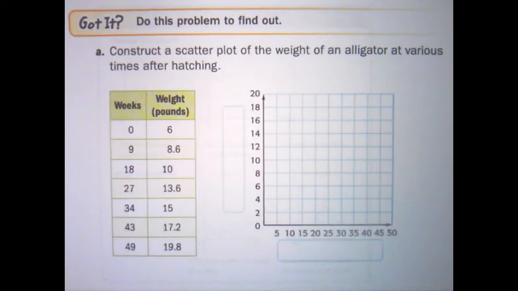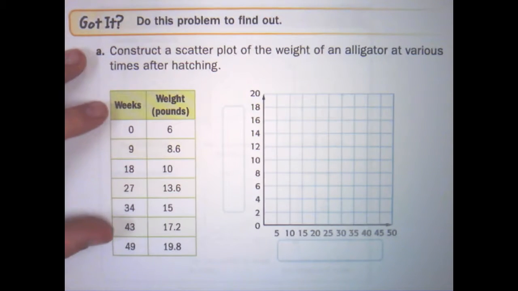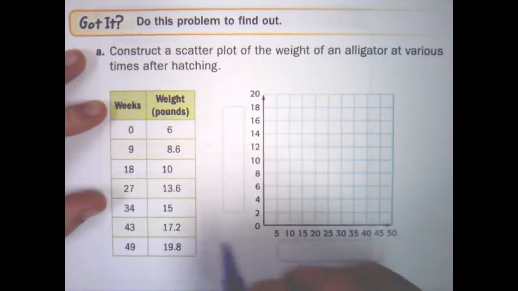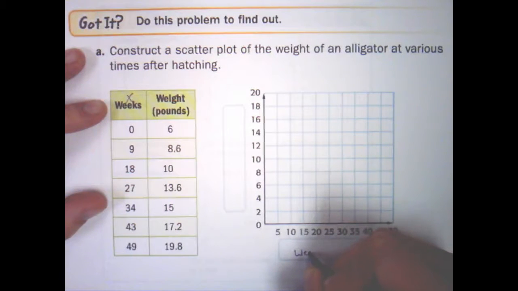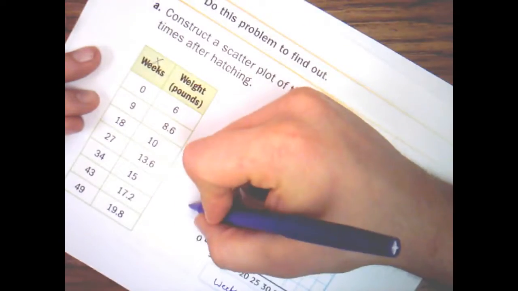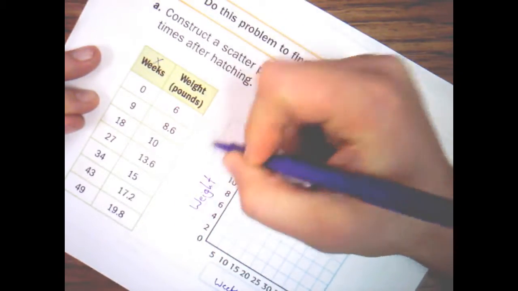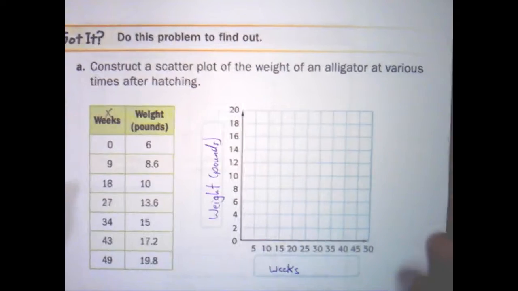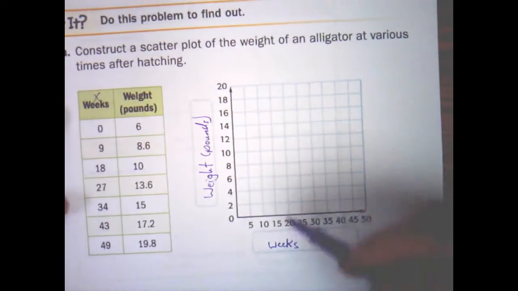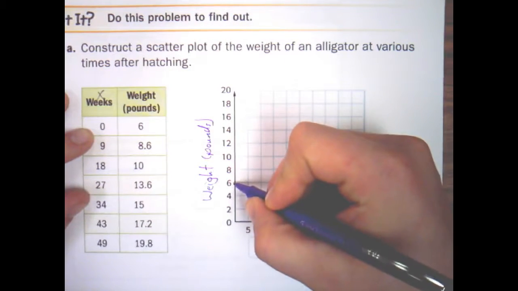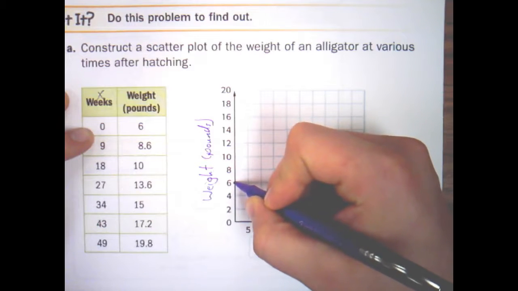Okay, we should be back from trying A on our own. So we have weeks and weight in pounds, and this is the weight of an alligator after it hatches. So weeks we'll put down here on the bottom, and weight on the y-axis. Okay, so at 0 weeks the alligator weighed 6 pounds. So here's 0, here's 6.